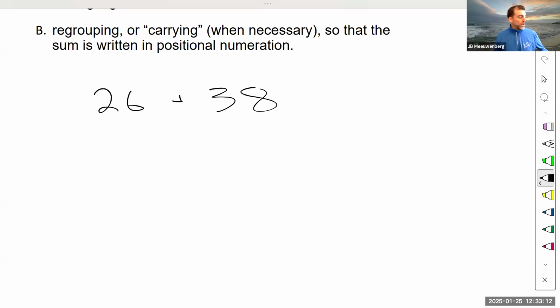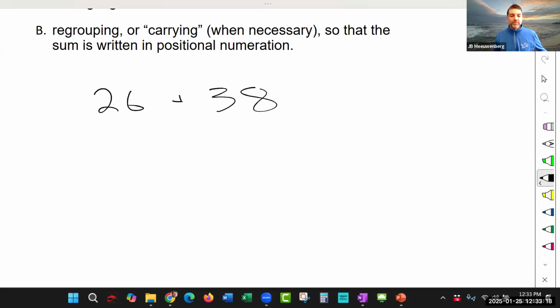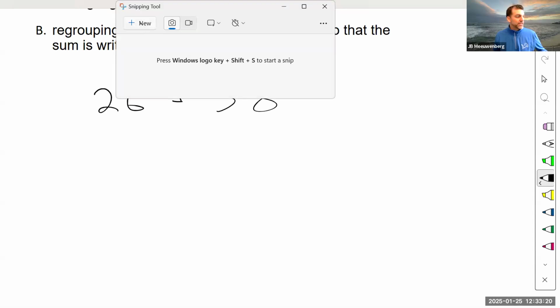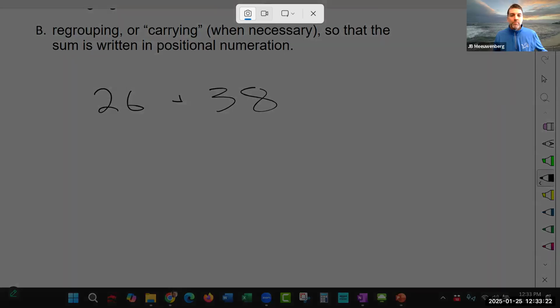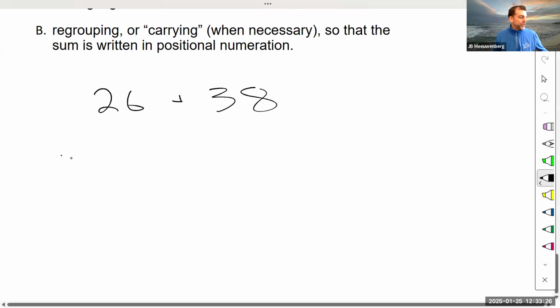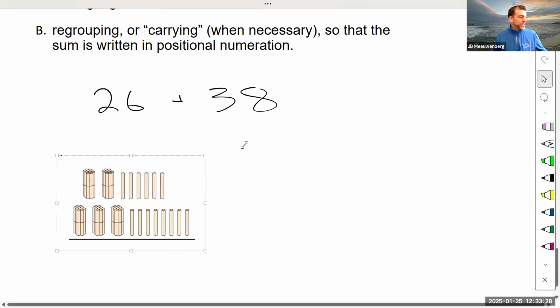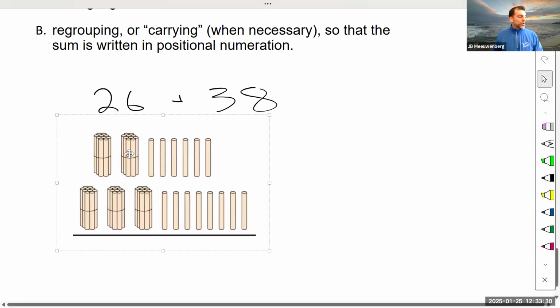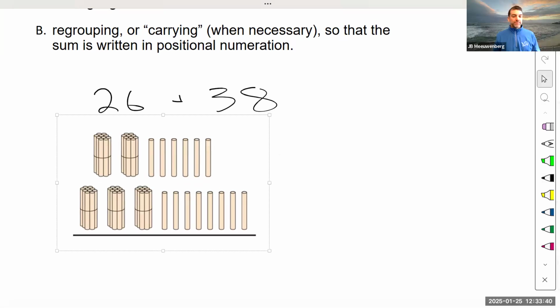And so I'm going to start by showing you what the initial bundle of sticks visual might look like. And it would be this. So take a look at that. Notice you have 2 bundles of 10 and 6, and 3 bundles of 10 and 8. So there's 26, and we're going to add it to 38.